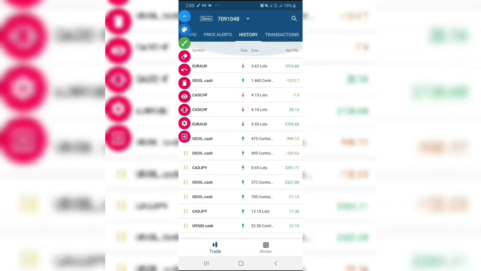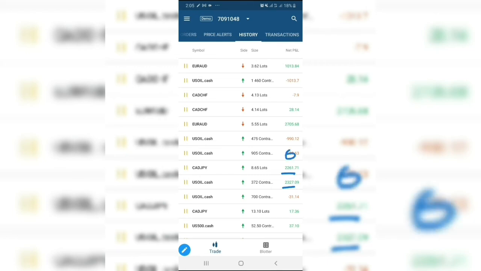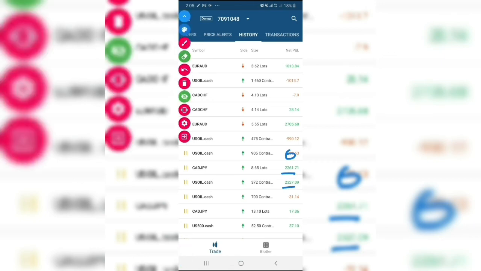We went on, and then we took another trade after this on US oil. We took another win on CAD/JPY and made another $2,300 or $2,260. Then we took, of course, I don't consider this as a loss because it's just small, very minimal. Then we took another loss on US oil. We took another loss on US oil again.